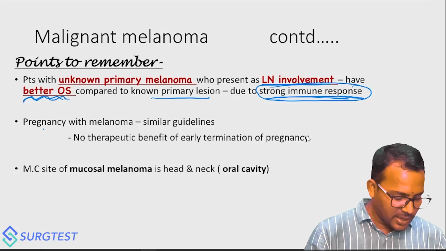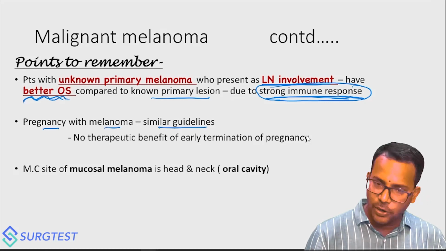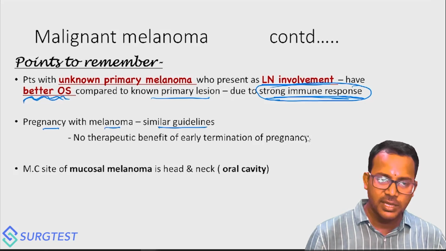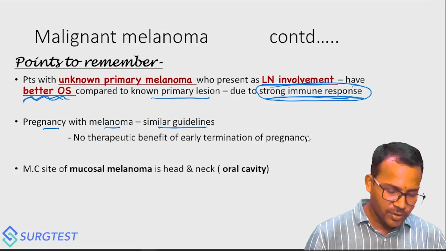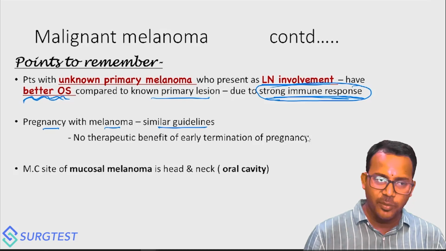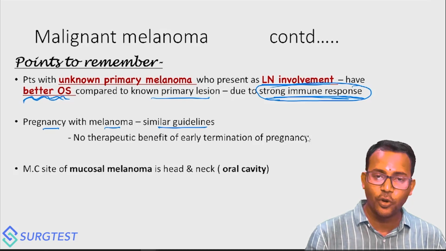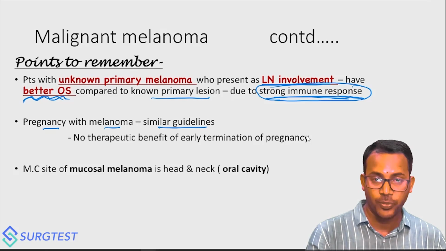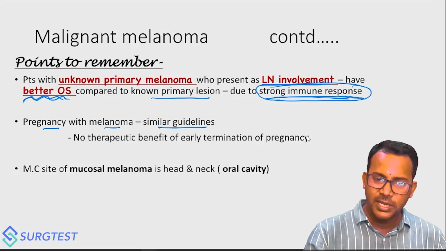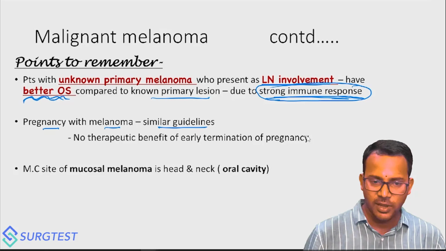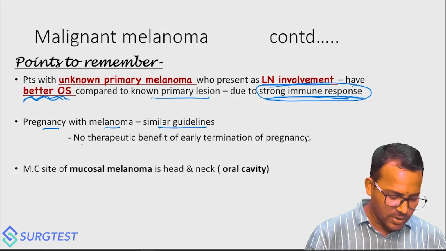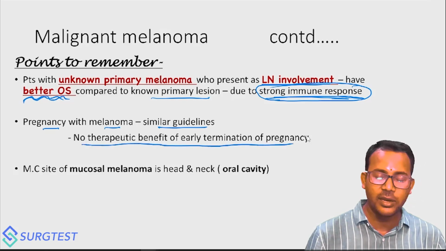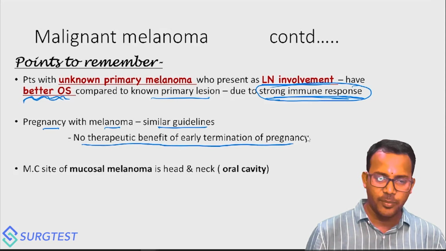Okay. In pregnancy with melanoma, the guidelines don't change. You treat the patient in the similar way, because there is very limited evidence to say that these radiocolloids are actually detrimental for the patient or that they are teratogenic. We don't have much data saying that they are so. So that is why you go ahead with the similar kind of guidelines in the treatment of melanoma, even in a case of pregnancy. Okay. And they have found that there is no therapeutic benefit in early termination of the pregnancy.